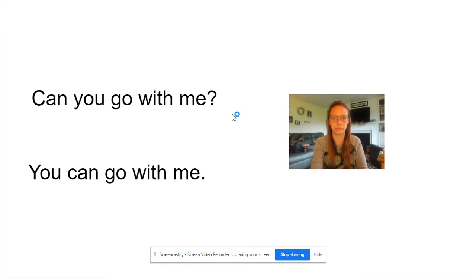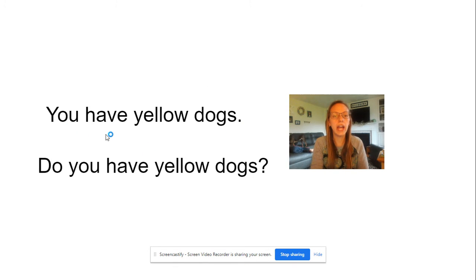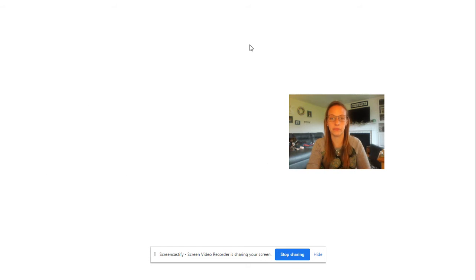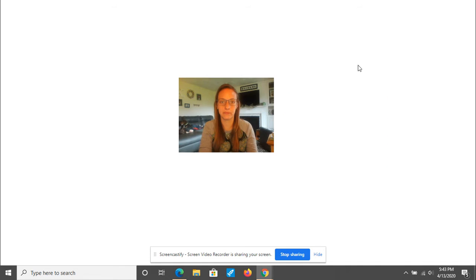Let's try again. You have yellow dogs. Or, do you have yellow dogs? Which is the question? Is it the top one or the bottom one? This time it's the bottom one. It's asking if you have yellow dogs. It's an asking sentence. It starts with an uppercase letter and it ends with a question mark.